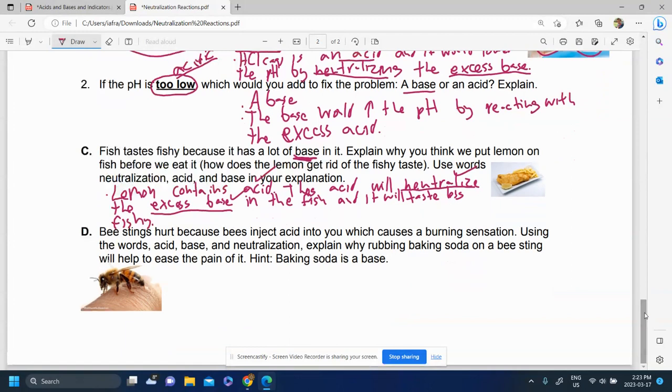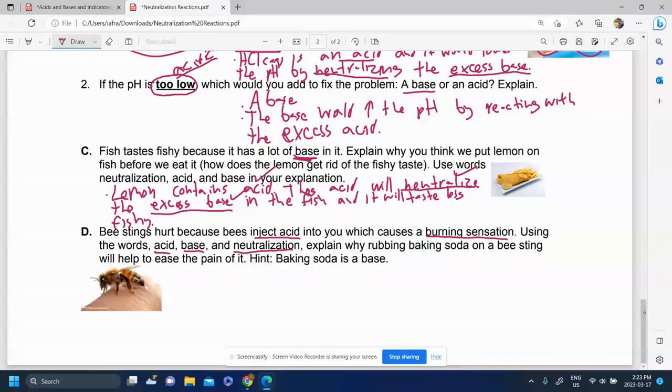Okay, next up, another application. Bee stings hurt because bees inject acid into you, which causes a burning sensation. Using the words acid, base, and neutralization, explain why rubbing baking soda on a bee sting will help to ease the pain of it. Okay, hint, baking soda is a base.